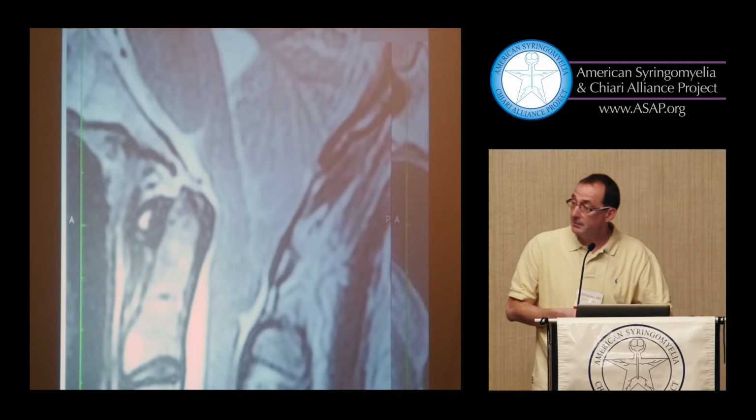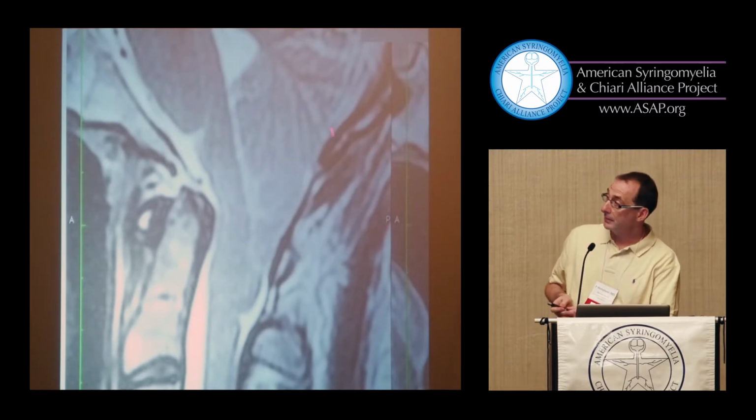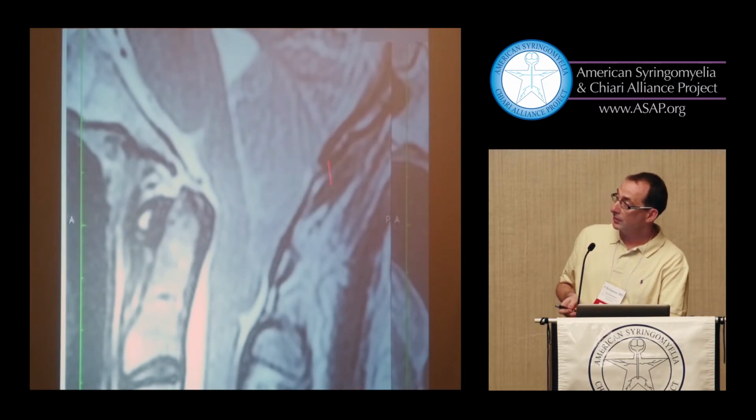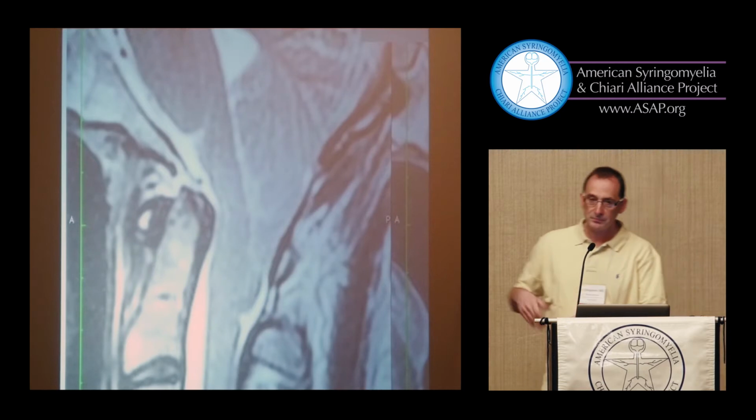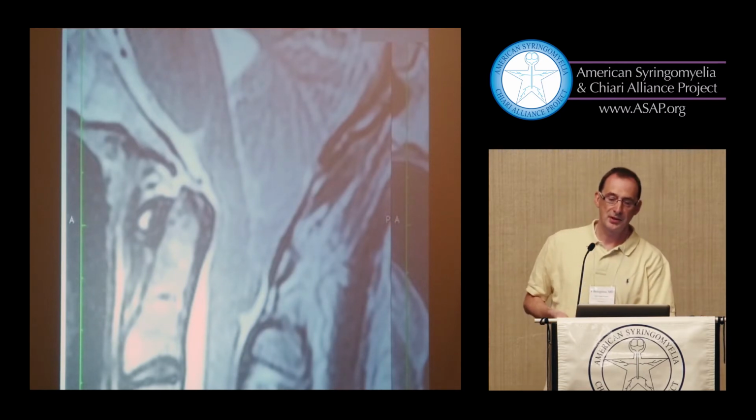And this is a classic example. So everybody sees that there is something wrong with this tonsil. This is the back of the second vertebra, the back of the first vertebra, the base of the skull over here, and the tonsil goes all the way down here. So this is a deep Chiari 1 malformation.